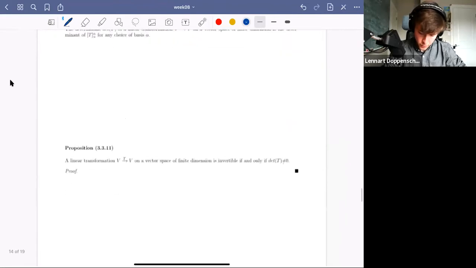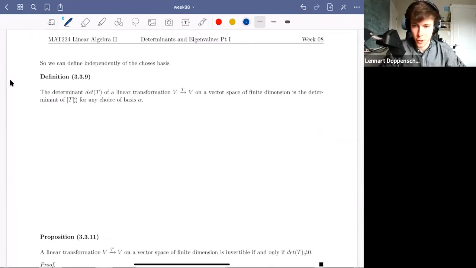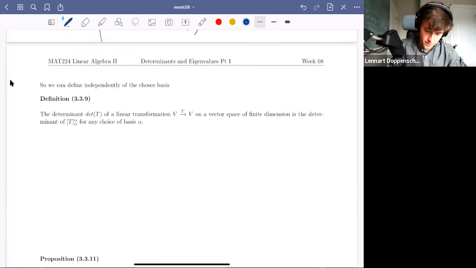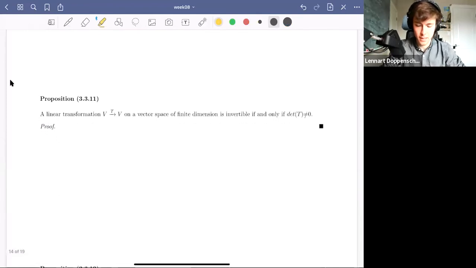Okay, so before we get to eigenvalues, now that we know that the choice of basis doesn't matter for the determinant of the transformation, it is natural to just say, well, the determinant of a transformation is just a determinant of its matrix in whatever basis you want, and the choice doesn't matter. So that's the important part. Any choice of basis is fine. And then after that, there's just a statement that says, well, the transformation is invertible if its matrix is invertible.